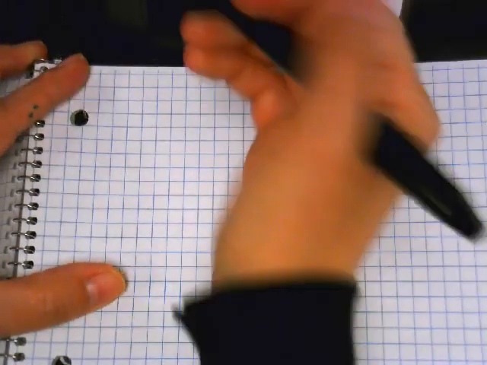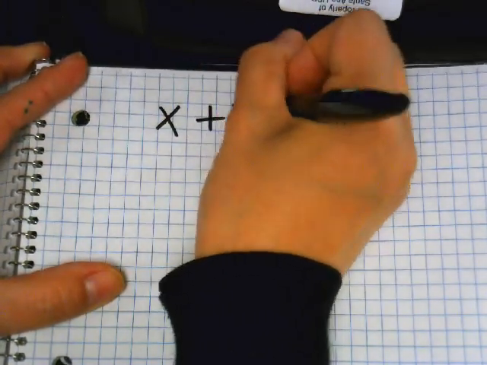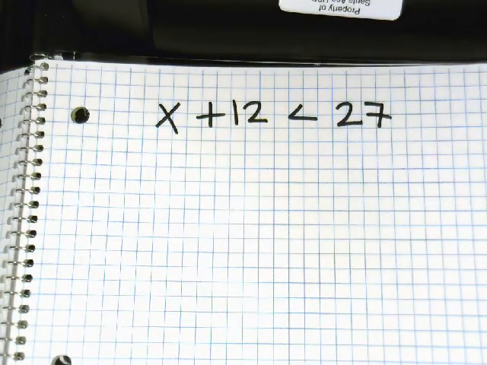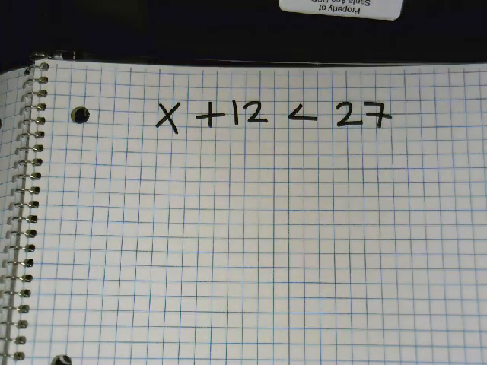Let's write this down. X plus 12 is less than 27. So, I'm going to write this down, nice and neat. Can I graph? No. What do I have to move? The 12. So right now it says plus 12.